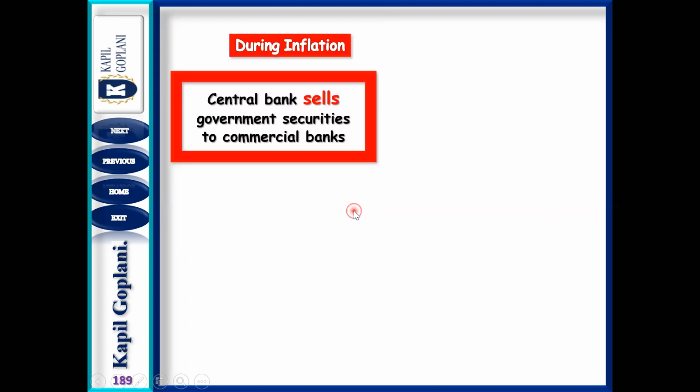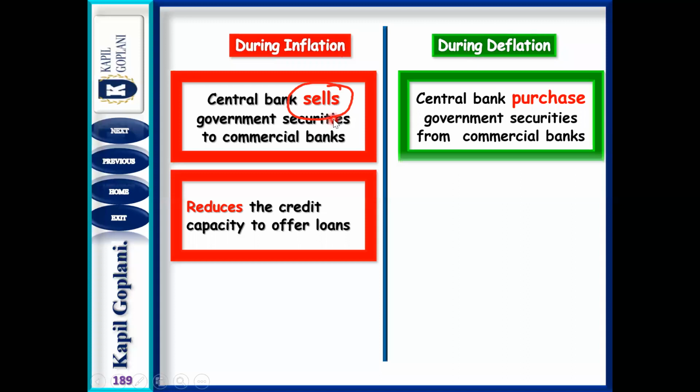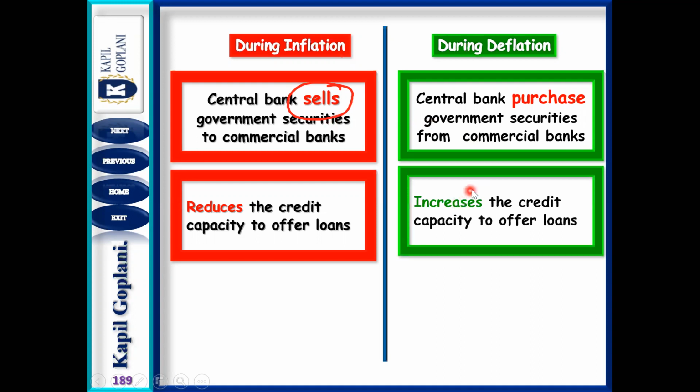RBI will sell the government securities in order to reduce the credit capacity to offer loans. That is the role at the time of inflation. Means during inflation, RBI will sell the government security. That is the main case. But at the time of deflation, what will be the case? At this time, instead of selling, they will be purchasing the government security from commercial banks, and ultimately it will increase the credit capacity to offer loans.